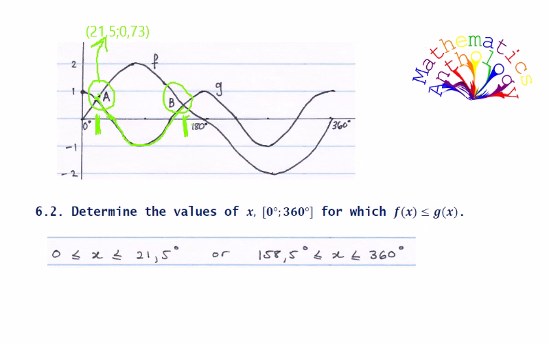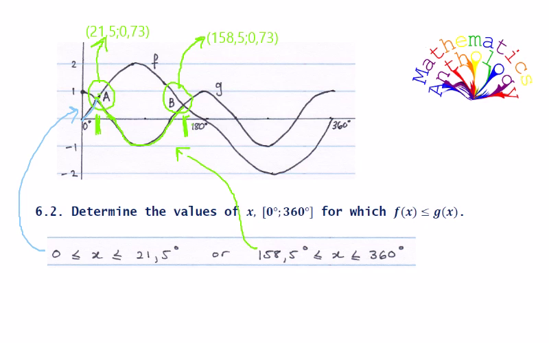Your a coordinate and your b coordinate, the points of intersection, are very important, so I've just filled those in there for us to bear in mind. The a coordinate was 21,5 degrees and 0,73. The b coordinate was 158,5 degrees and 0,73.